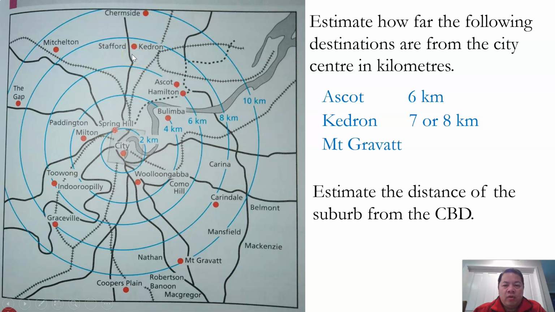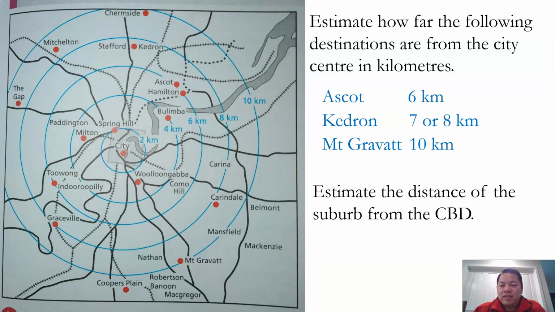Okay. What about Mount Gravatt? Where's Mount Gravatt? Oh, I can't find it. Mount Gravatt. Oh, here. That's good. It's right on the blue line. Let's look at the answer here. It's actually 10 kilometers. Got it? Okay. Moving on to the next question.